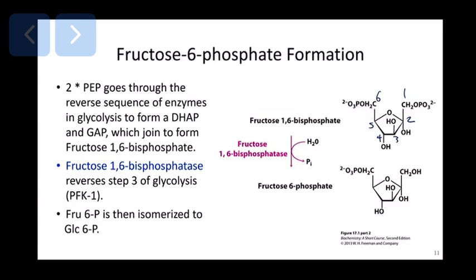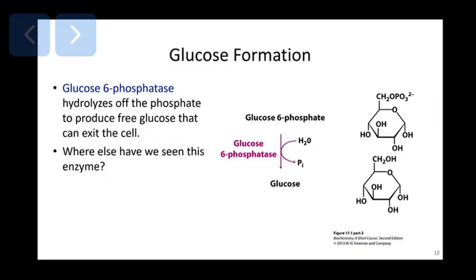The phosphatase is going to use a water molecule, and it's going to hydrolyze off the phosphate from carbon number 1 in order to form fructose 6-phosphate. Then again, we're going to go through the isomerization reaction that we saw in glycolysis to form glucose 6-phosphate. And then glucose 6-phosphatase is going to come along, and it's going to hydrolyze off the phosphate on carbon number 6. So there's our C6 in order to form our free glucose. And now that glucose can leave the liver. Okay, so it's going to leave your liver for other cells to use.